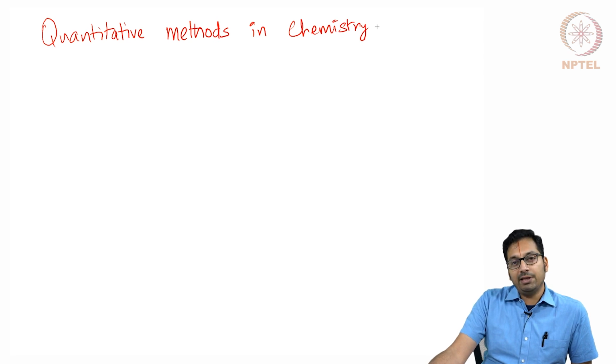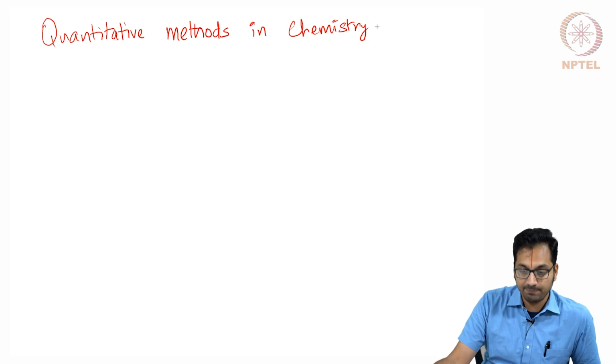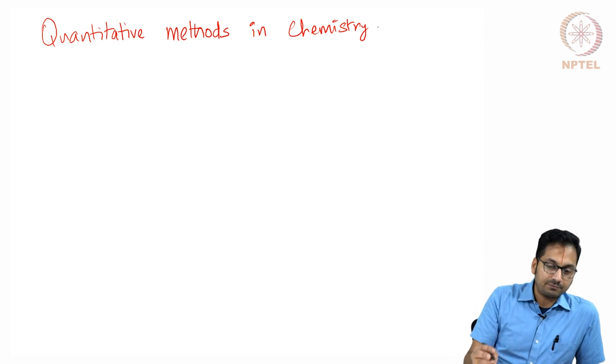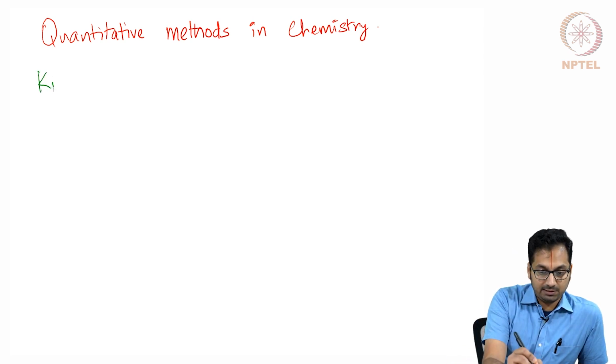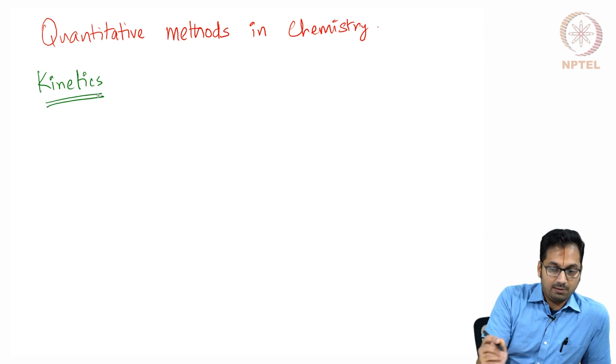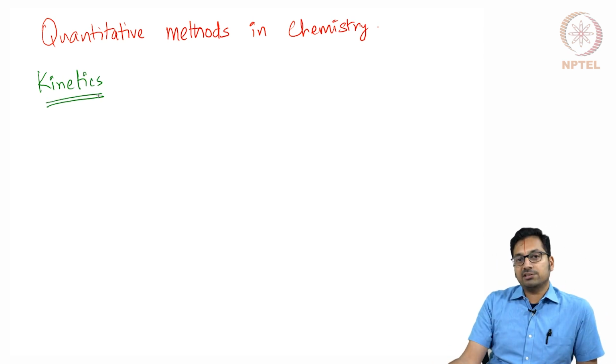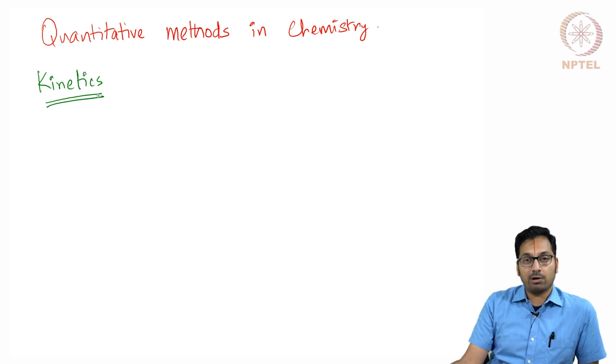Not always do you have a linear relationship, and in today's class we will be taking a look at a few such examples. In order to do that, I am going to be invoking some of the basic concepts that we might have learned in chemical kinetics. So why don't we take a look at some of the equations that come across.